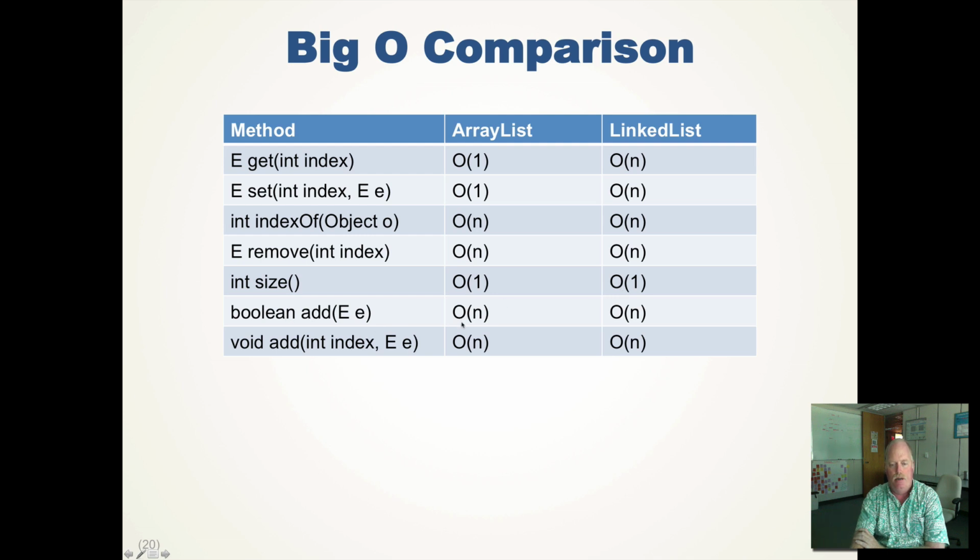Add, again, if you add and the array size is too small, you have to do a copy, which is big O of n. In the add at the end, we had to do the traversal, that's big O of n. Add at index, we have to do the shifting, that's big O of n. And here we had to do the traversal, so that's big O of n.